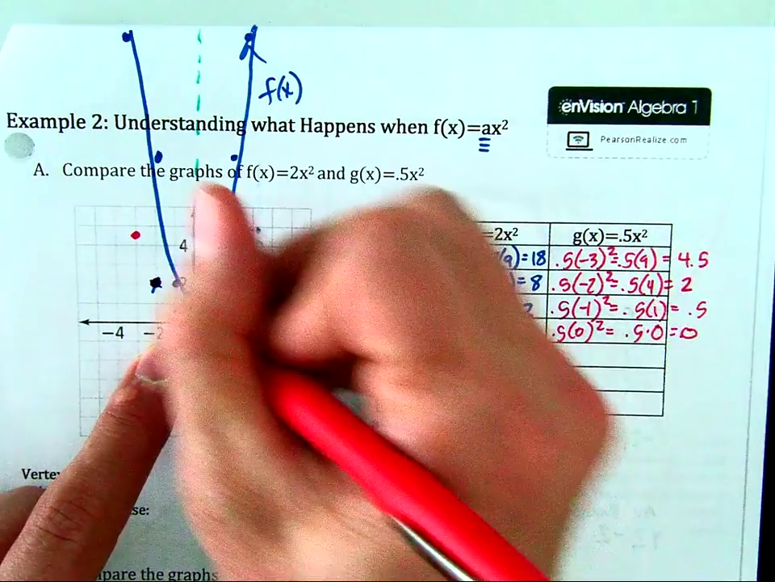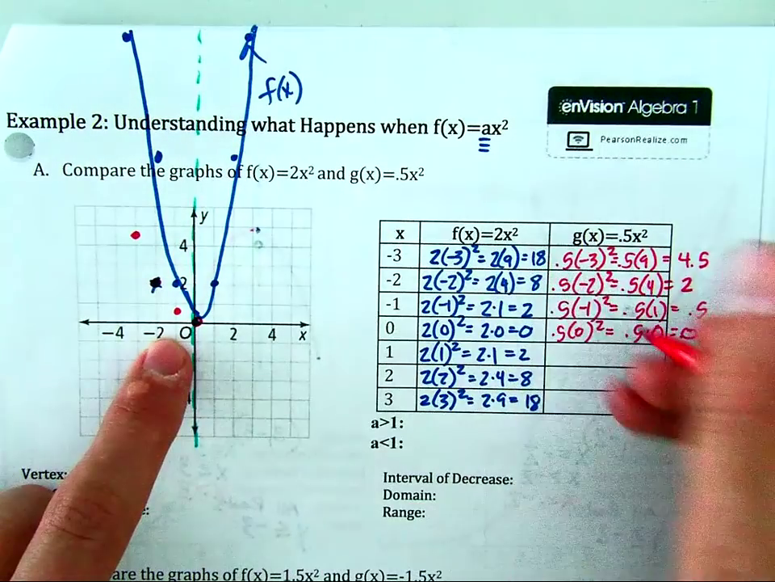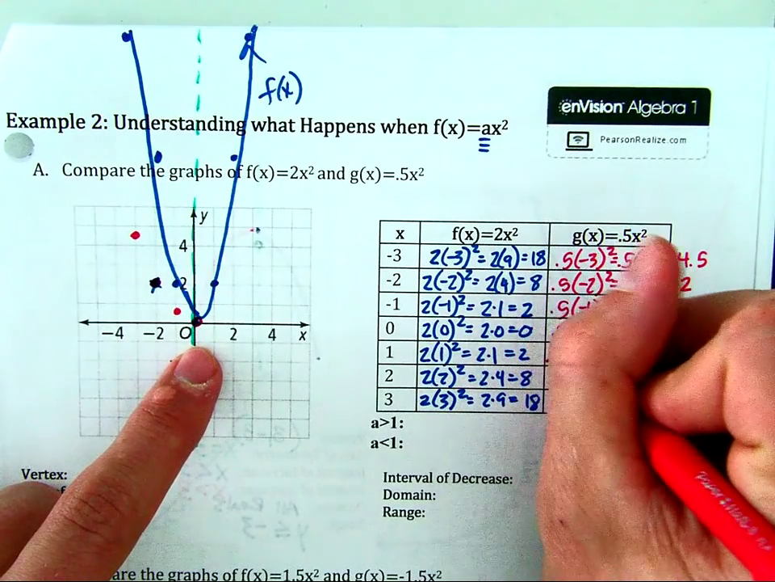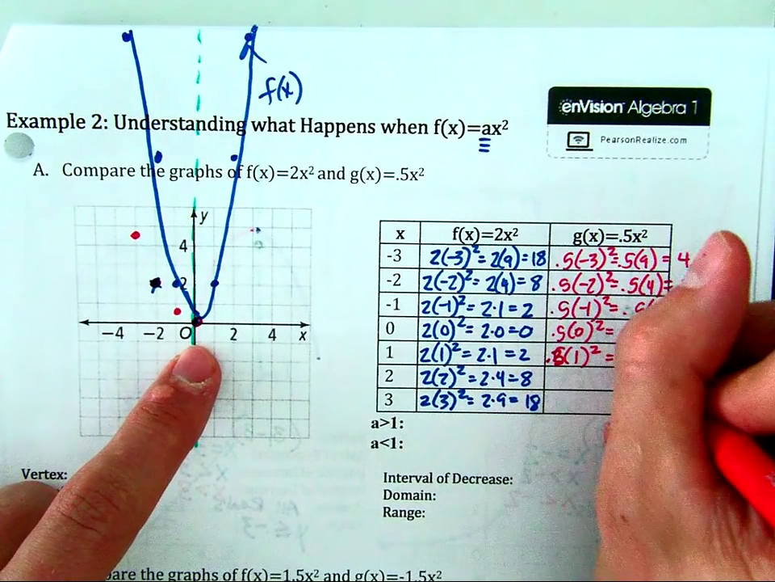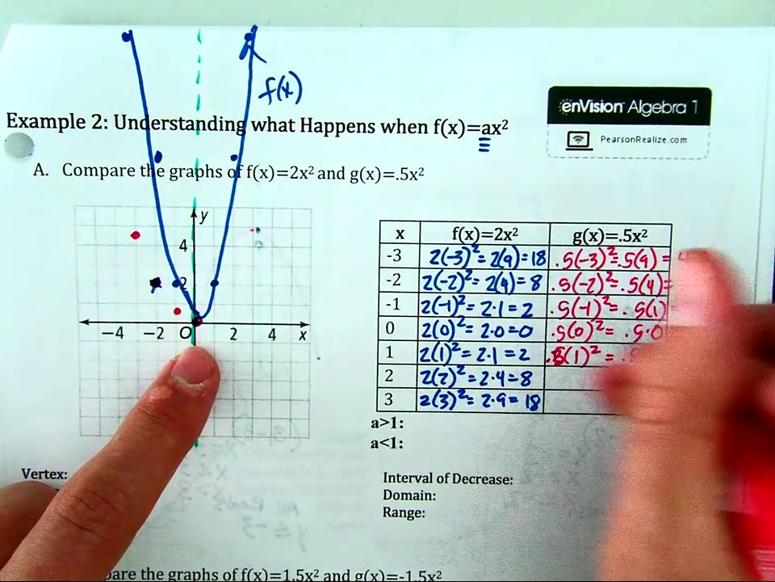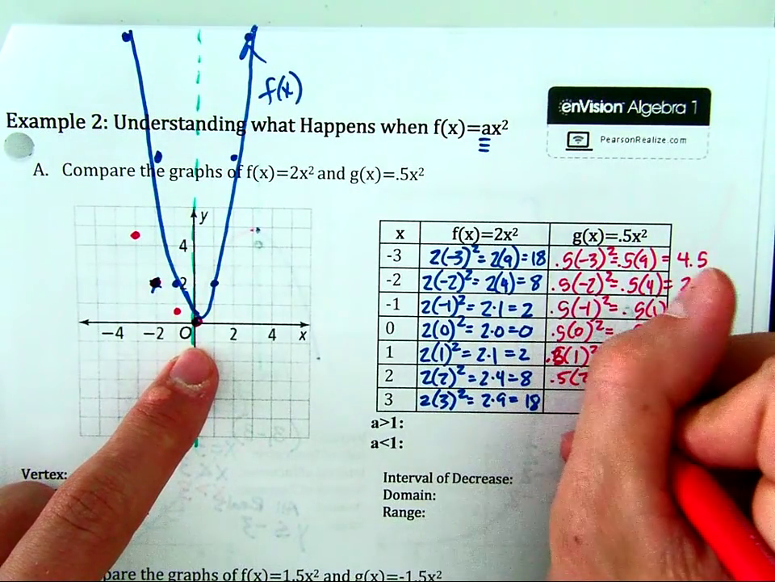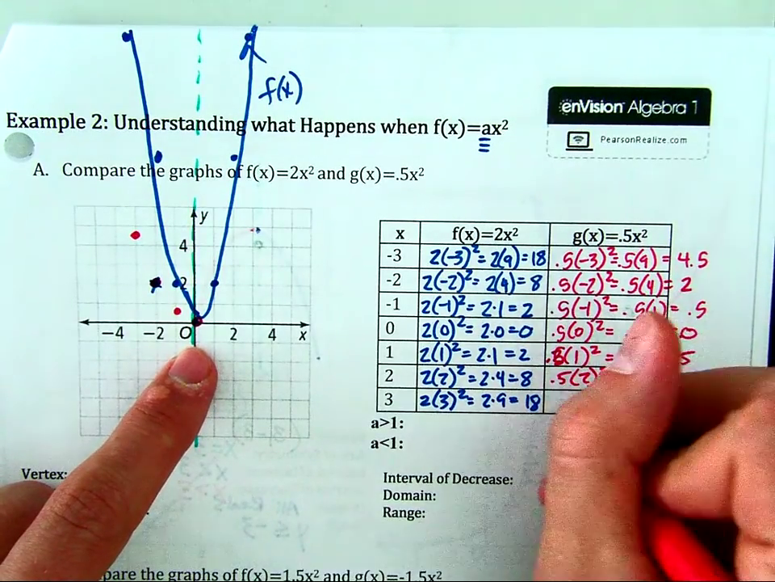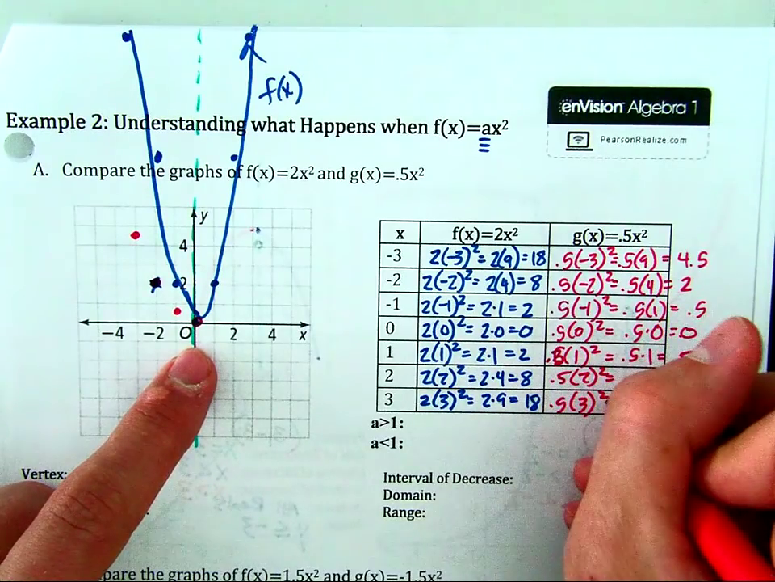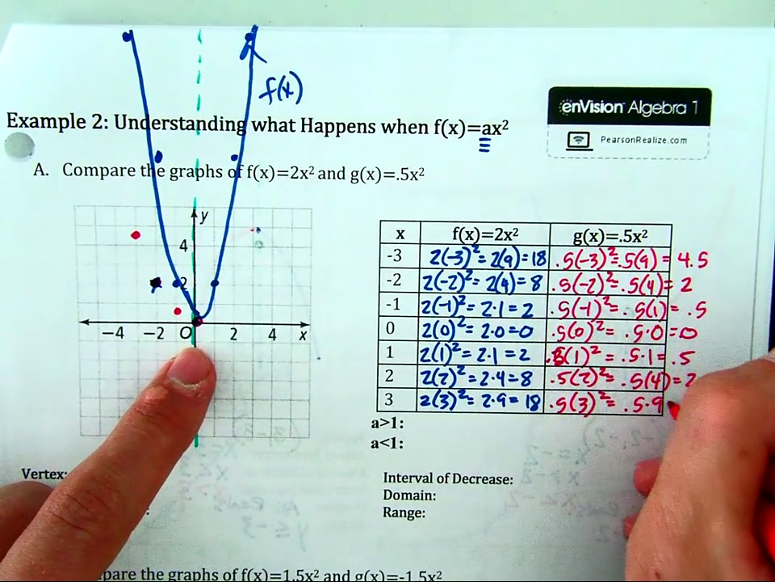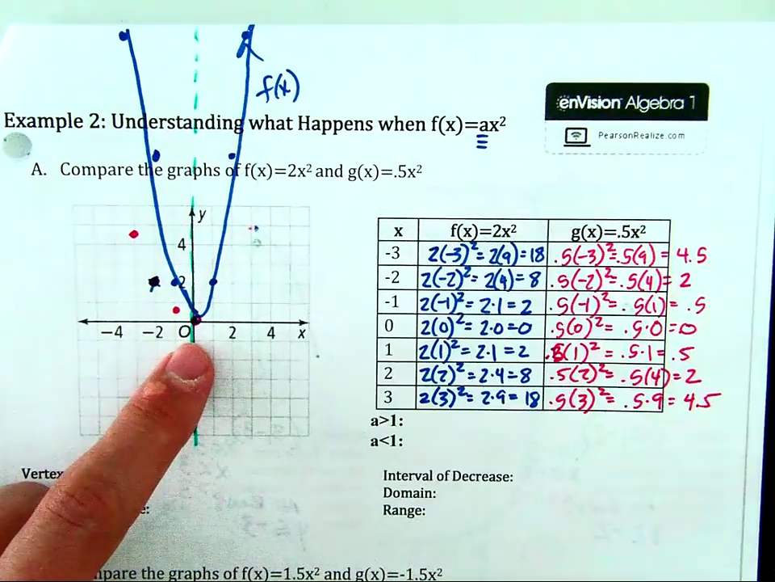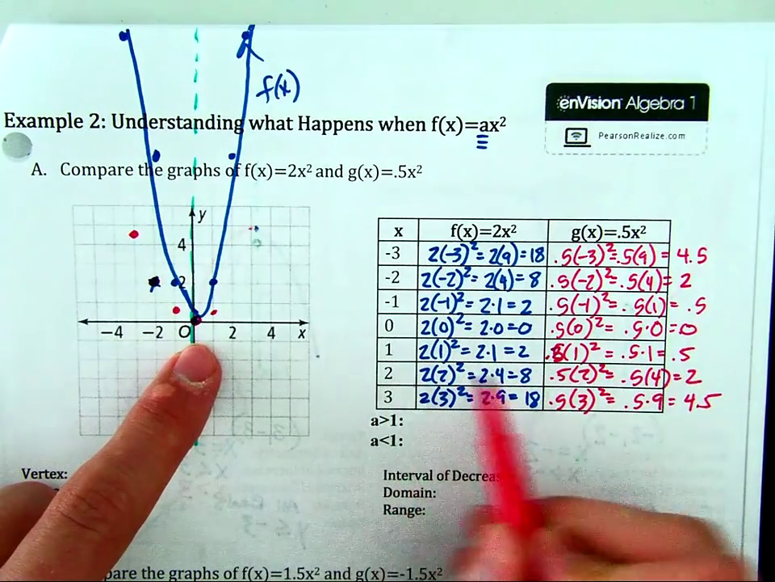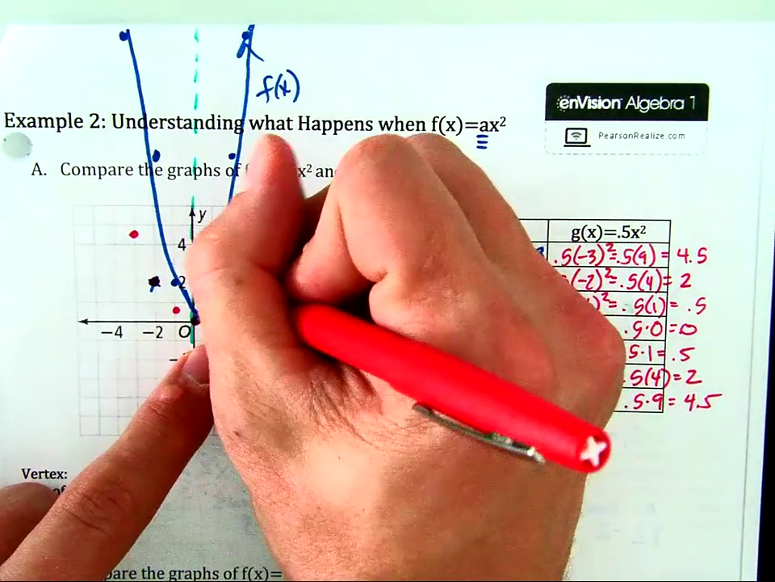Finishing up this table, 0.5 times 1 squared, 0.5 times 1, which is 0.5. 0.5 times 2 squared, it's 0.5 times 4, which is 2. 0.5 times 3 squared is half of 9, which is 4.5. So when x is 1, it's 0.5. When x is 2, it's 2. When x is 3, it's 4.5.